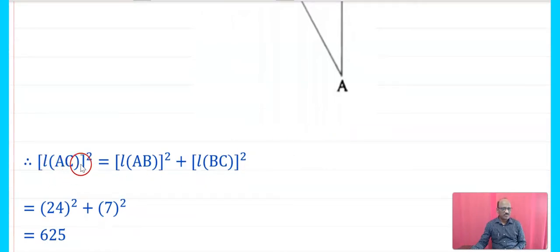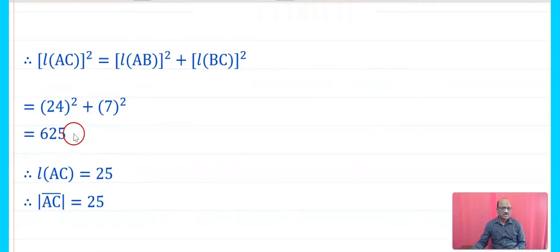Length of AC bar square is equal to length of AB bar square plus length of BC square, by using Pythagoras. Length of AB is 24 square plus length of BC is 7 square. 24 square is 576 plus 49, and that's equal to 625.